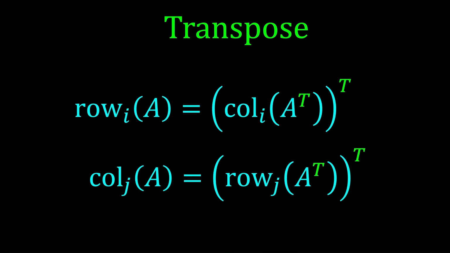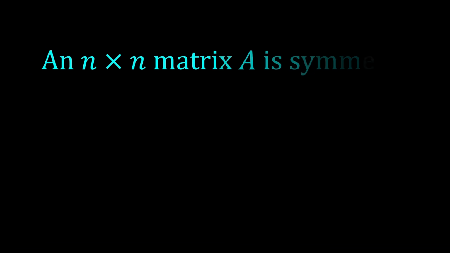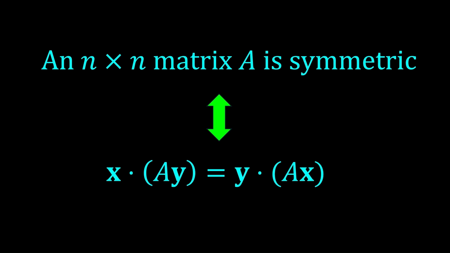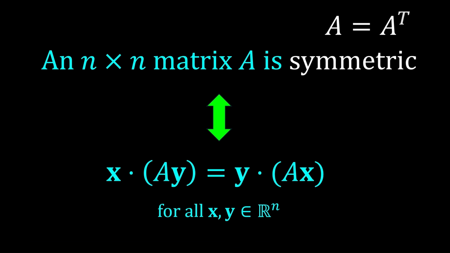Now I'll leave you guys with a practice question. Prove that an n by n matrix A is symmetric if and only if it has this property with dot products: x · Ay equals y · Ax for all vectors x and y in R^n. By the way, a symmetric matrix is just one which is equal to its own transpose. So that just means A equals A transpose.